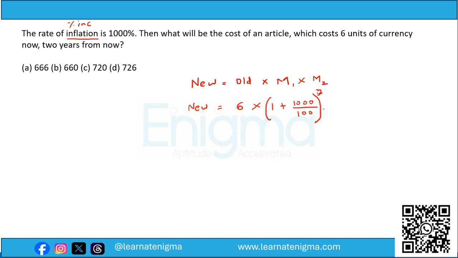Okay. So now let's solve this. This will become 6 into, if you cancel out the zeros, it is 1 plus 10, that is 11. 11 square is 121. So therefore, answer will be 726.